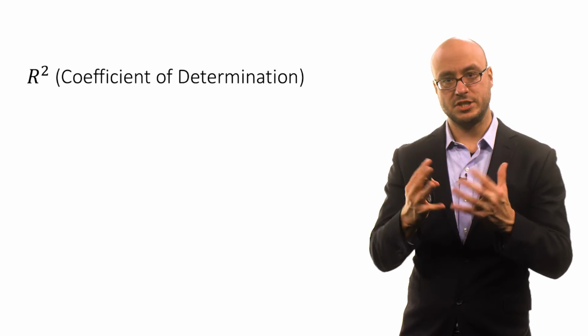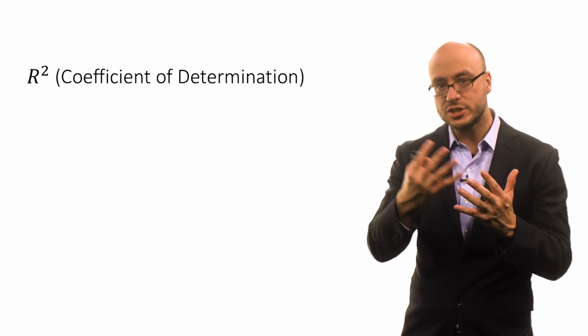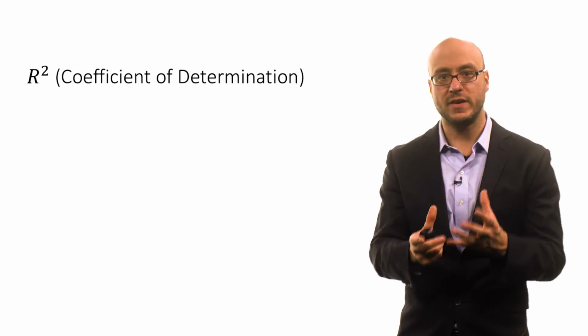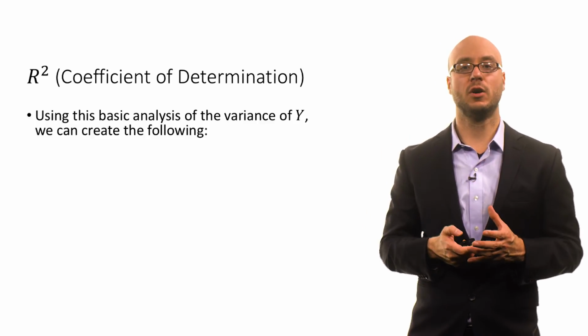Based on this decomposition of the variation in the outcome, we can calculate this measure of fit, which we call R squared, sometimes known as the coefficient of determination.